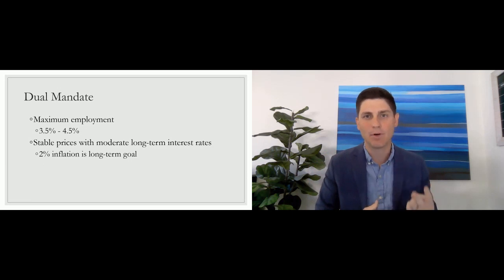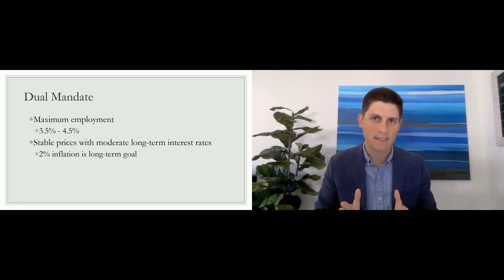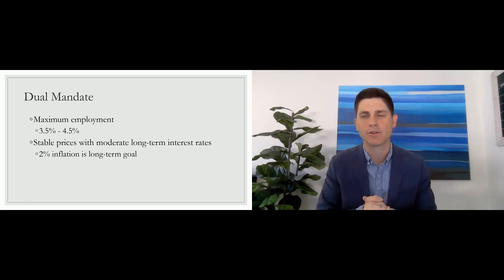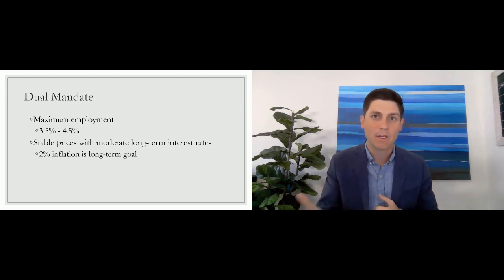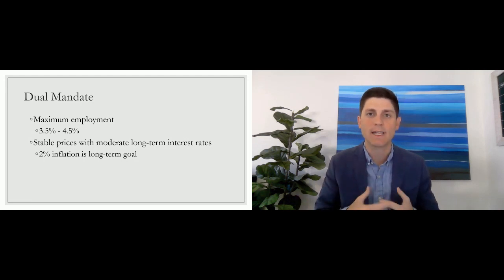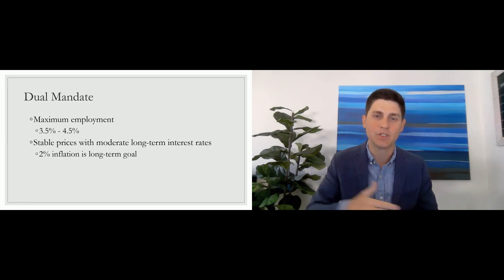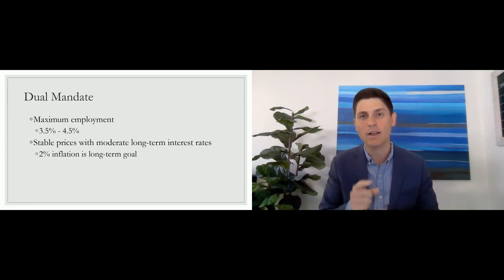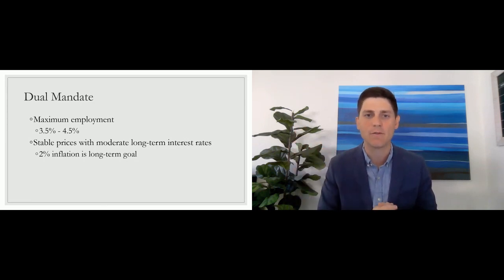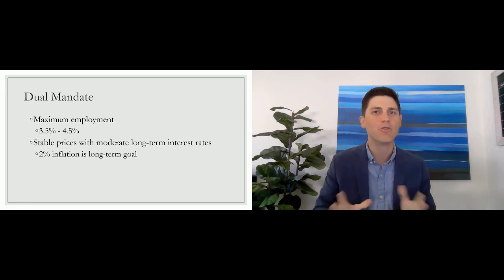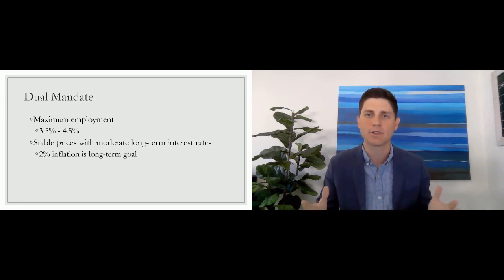And then the second part of the dual mandate is to allow stable prices with moderate long-term interest rates. So for all the goods and services that you and I buy on a daily basis, we want stable prices. We don't want inflation getting out of control, but a little bit of inflation is healthy. So the Fed has said that about 2% inflation is the long-term goal.